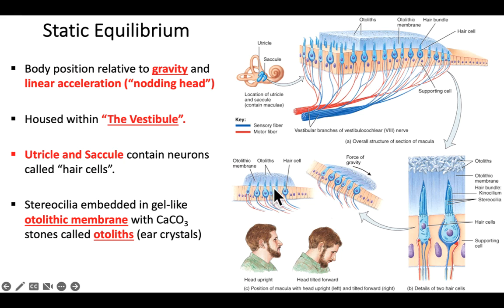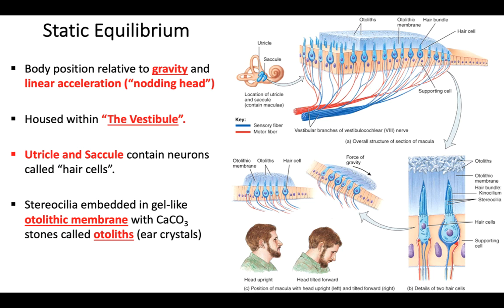Okay, so these little blue guys here are sensory neurons. You'll notice here they call them hair cells. What they have are these little structures called stereocilia. They kind of look like hairs. They're embedded in the otolithic membrane. When gravity changes, so the key to static equilibrium is gravity. You see the word gravity, I can almost guarantee the answer is static equilibrium.